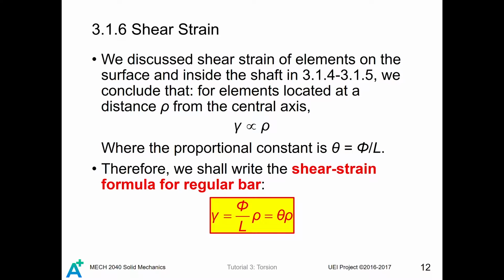From our previous discussion, it is not difficult to observe that the shear strain of elements inside the bar is directly proportional to the distance ρ from the central axis, where the proportionality constant is theta, equal to phi divided by L. As we discussed in the previous slide, we just rewrite this formula a little bit. Then you can see we take phi divided by L, equal to theta, out. Since those two are constants, gamma equals a constant times ρ, where ρ is a variable.